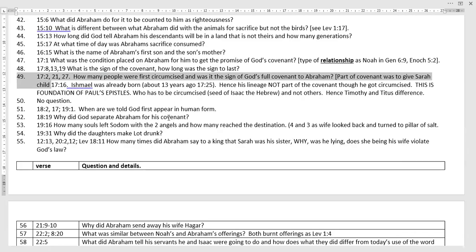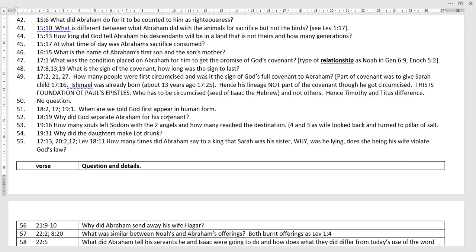No. Part of the covenant was that Sarah will get a child. It didn't include Ishmael because Ishmael was already born and he was about 13 years old, and hence his lineage is not part of the covenant, though he got circumcised also. This is the foundation of Paul's epistles. Who was to be circumcised? If you see the introduction to this, where I gave a little chart and went through the promises and the word seed and so forth. Question 51. When are we told God first appeared in human form?